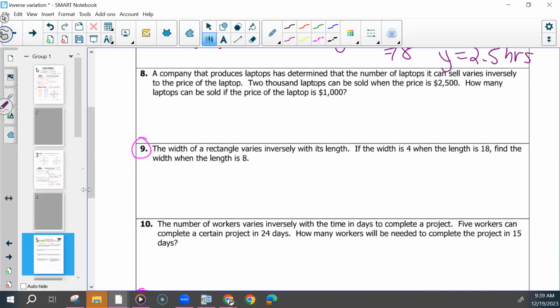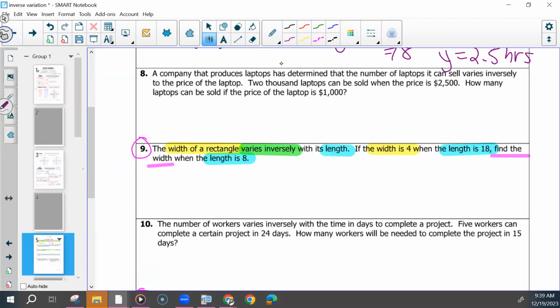So for 9, the width of a rectangle varies inversely with its length. If the width is 4 when the length is 18, find the width when the length is 8. What's important there? Width of the rectangle varies inversely with its length. Find the width. The length is 8. The width is 4. And the length is 18.